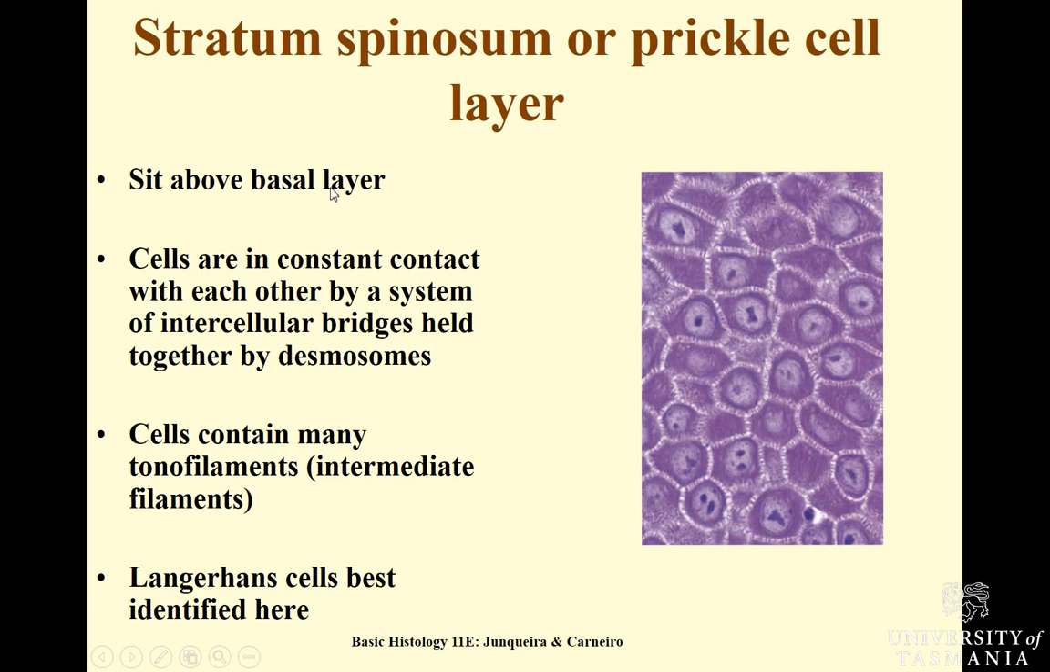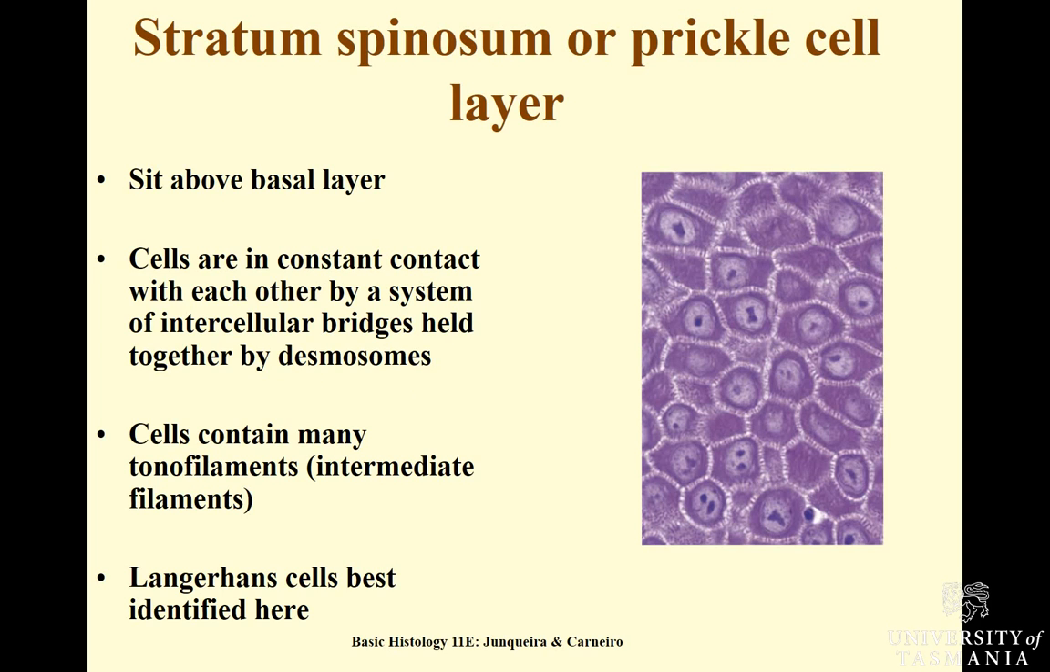They sit above the basal layer. This is the largest of the living cell layers of the epidermis. These cells are in constant contact with each other via a system of intercellular bridges. Basically, that just means they have extensions which join onto each other, like they're holding hands or something. Well, lots and lots of hands, obviously. And they're held together by desmosomes. Those desmosomes are really, really strong junctions between these intercellular bridges.